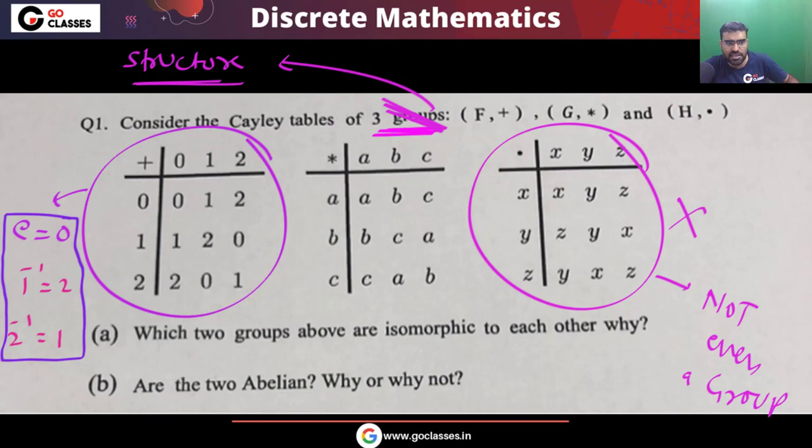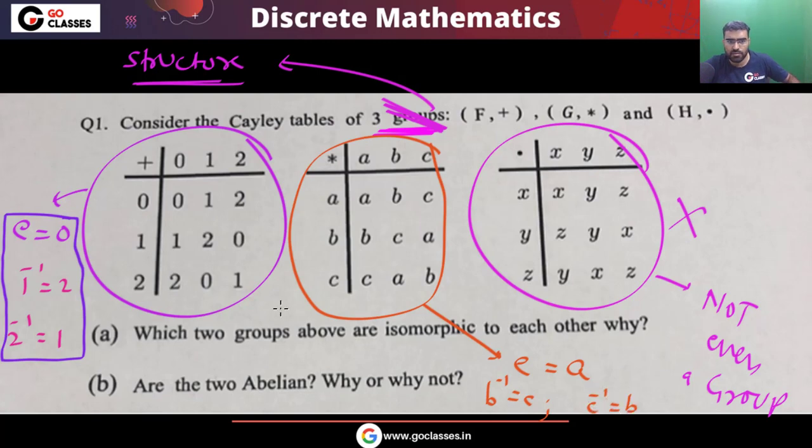The same thing is happening here also. You have this A as the identity element. You can notice this A is the identity element. So in this also I can say the identity element is A and the remaining two elements are inverse of each other. Means B inverse is C and C inverse is B. You can see B inverse is C, C inverse is B. So I can say these two structures are isomorphic. You can see same structure.